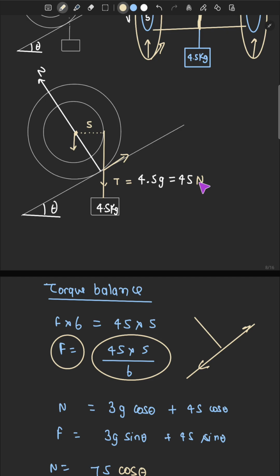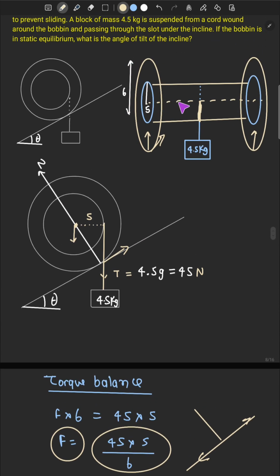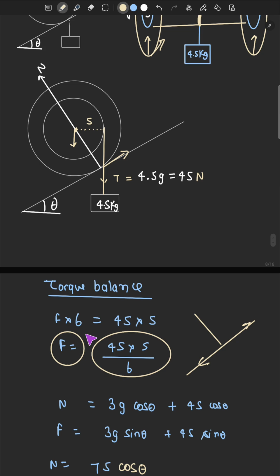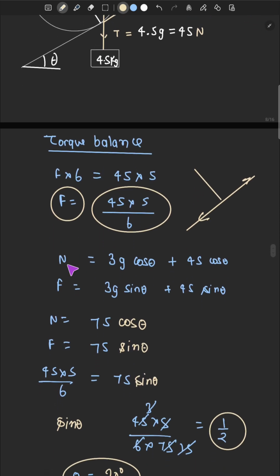We have calculated the value of tension, that is 45 into 5, the distance from the axis, equals F into 6. This is the axis. And so the friction value comes out to be this. From here we are going to make two equations, along the axis and perpendicular to the axis. Perpendicular to the plane, the normal force is equal to 3g cos theta.